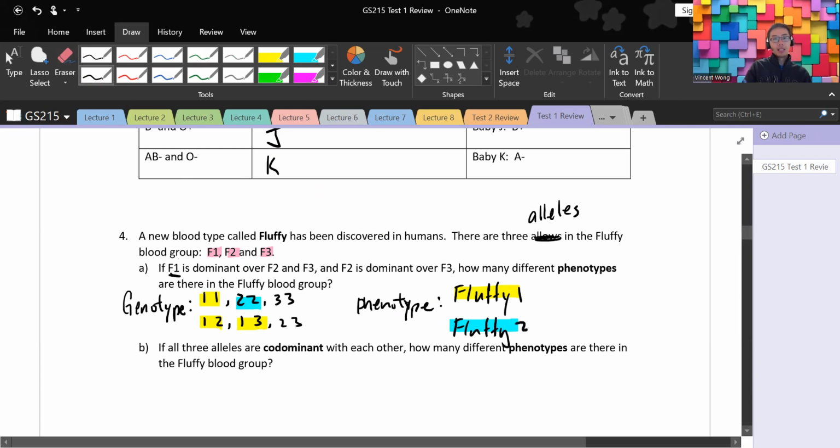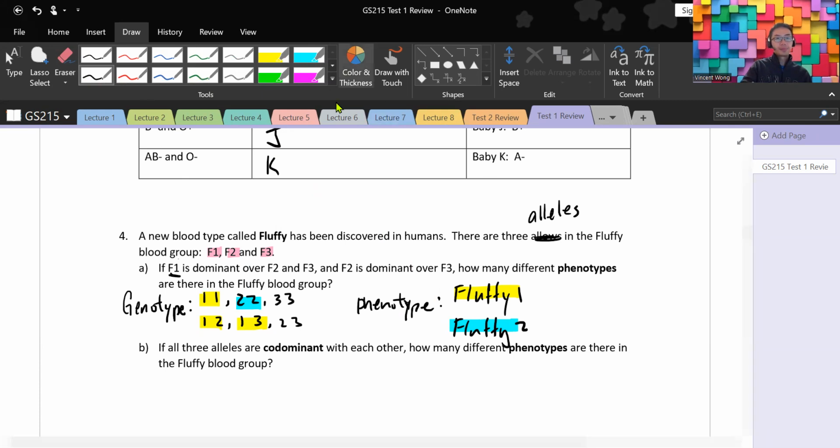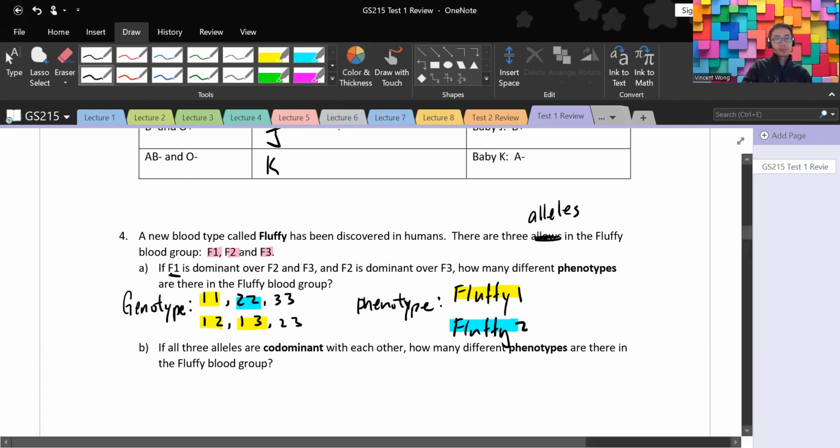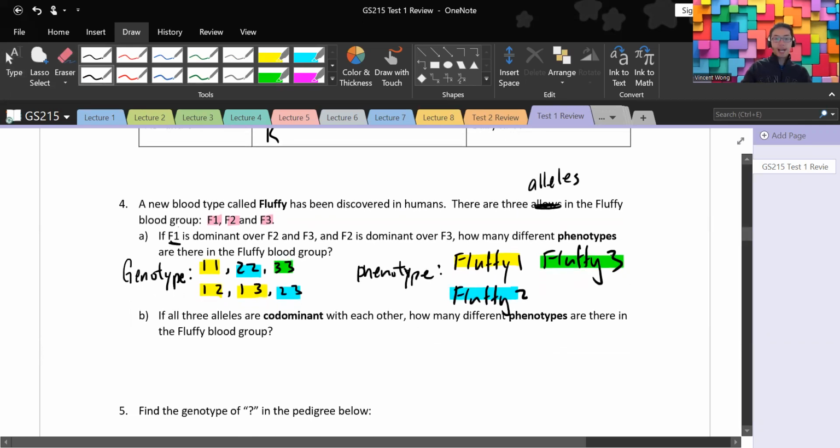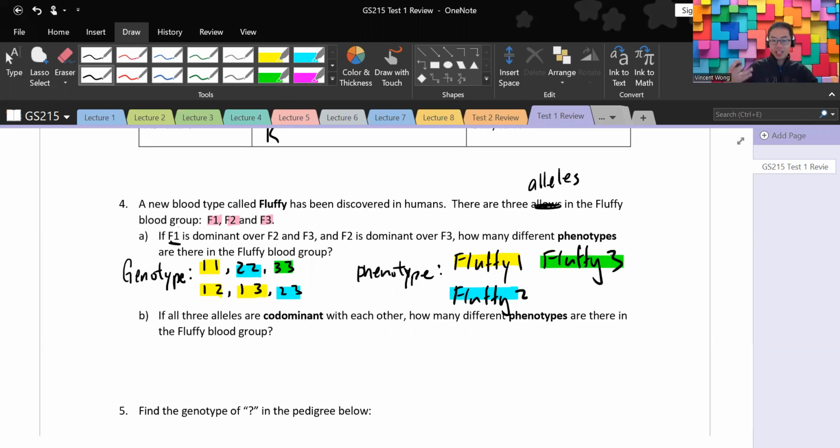Fluffy 2. Do we have another fluffy 2, or that's it? Yeah, 2, 3, right? Because 2 is dominant over 3. So that will be fluffy 2. 3, 3 would be fluffy 3. Okay. I hope that makes sense. And again, if it doesn't make sense, ask. I don't know what you don't understand if you don't ask, right?